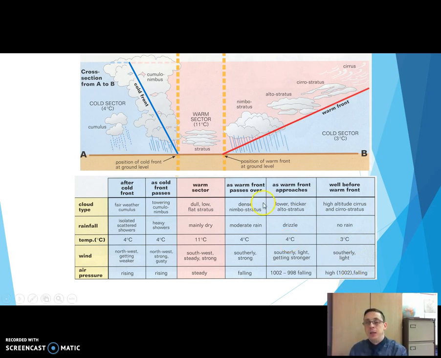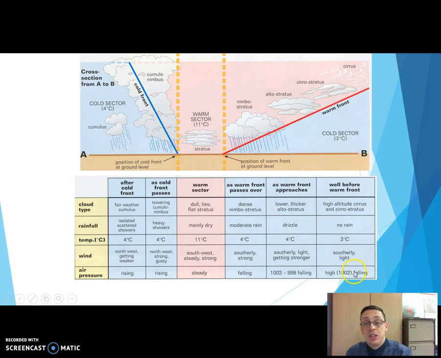It will always be 3 degrees Celsius when you are at this part of the cold sector, but it's to give you an idea that as you go from the cold sector into the warm sector, funny enough, it gets a little warmer. And then as you go from the warm sector out back into the cold sector, the temperatures decrease again. Now we've also got an indication of what our wind direction is doing, and finally we've got an indication of what's happening to our air pressure.